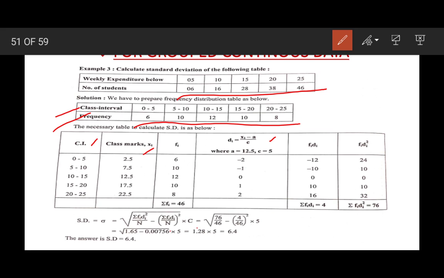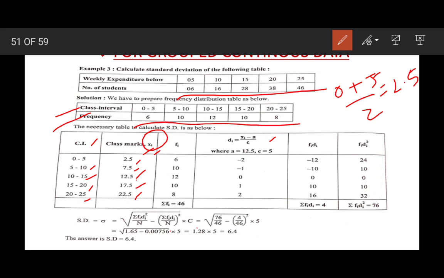Okay, so first I have to find class mark. Class mark means mid value. So 0 plus 5 upon 2, that is equal to 2.5. So first value is 2.5. Then second, 5 plus 10 upon 2, so it will give you 7.5. Then 10 plus 15 upon 2, so 25 upon 2, so 12.5. Then 15 plus 20, 35 upon 2, so 17.5. Then 20 plus 25 upon 2, so 22.5. So after getting class mark, this class mark is the x value.